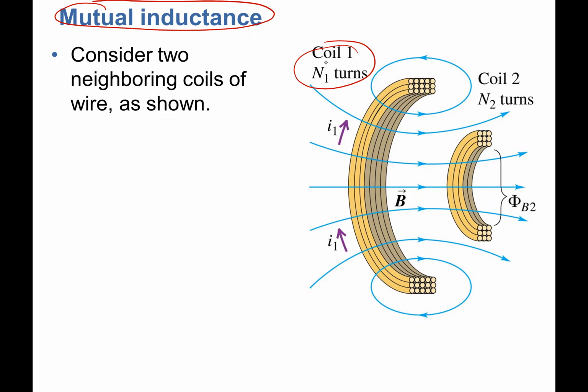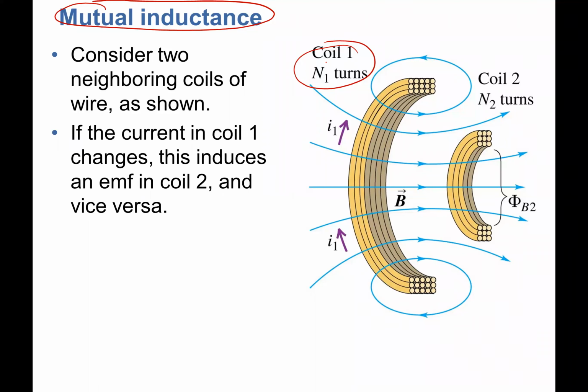If there is a current in coil 1, coil 1 has to be connected to something so that a current runs through it. If there's a current running through coil 1, it generates a magnetic field. Those blue lines are the magnetic field generated by coil 1, and you can see some of those field lines go through coil 2. So there's a flux through coil 2.